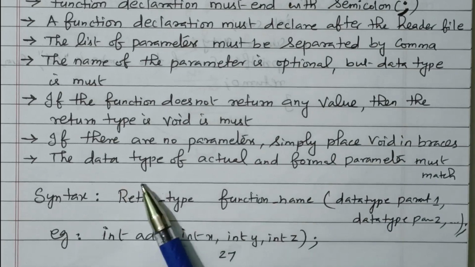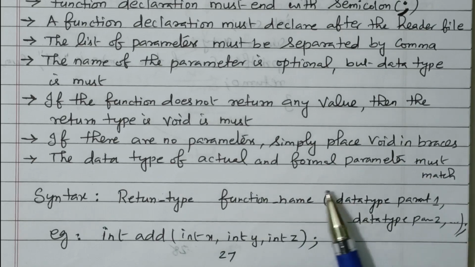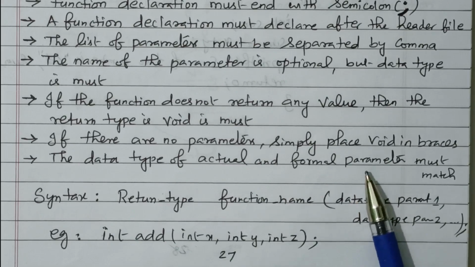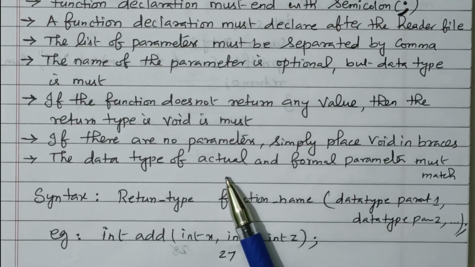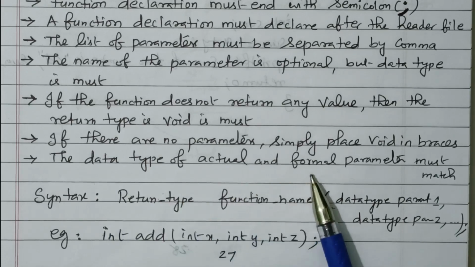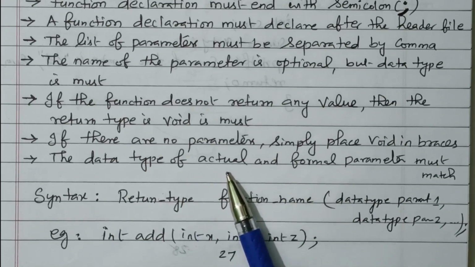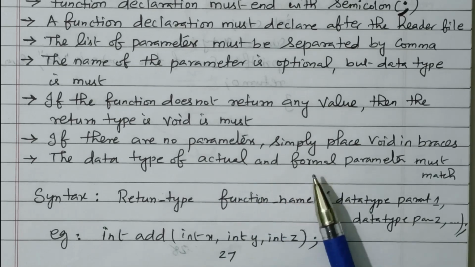The data type of actual and formal parameters must match, right? We will see what is meant by actual parameter and formal parameter later. So that should be matched. If you pass 2 integers, the function definition should also contain 2 integers. That is the meaning of this line. Actual parameter means the parameter passed from the main program. Formal parameter means the parameters available in the function declaration. So these two should be matched, right?